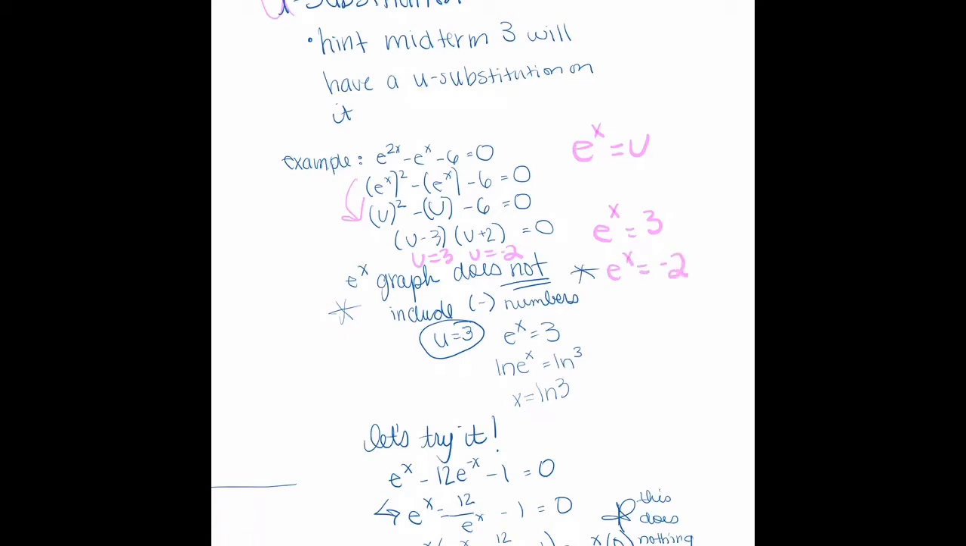I want you to graph e to the x on your calculator. And you're going to see that negative values are not included in the e to the x graph. So negative numbers cannot equal e to the x. That means our only u value is 3. So e to the x equals 3. Then, using what we have solved for previously, you'll find that x equals the natural log of 3. And if they want a decimal value, you can plug in your calculator from there.